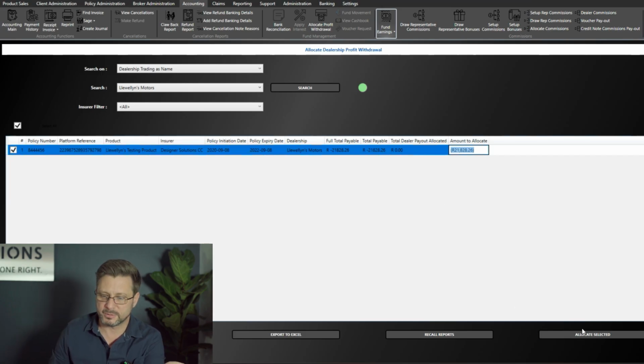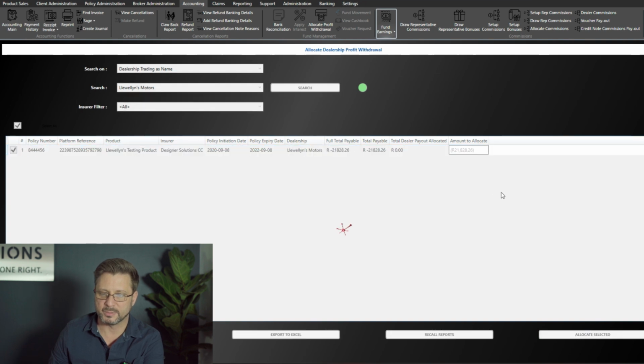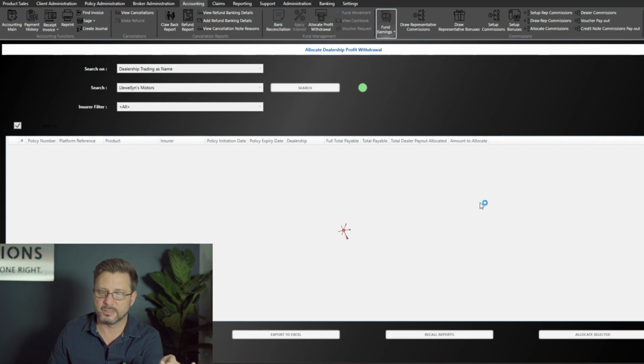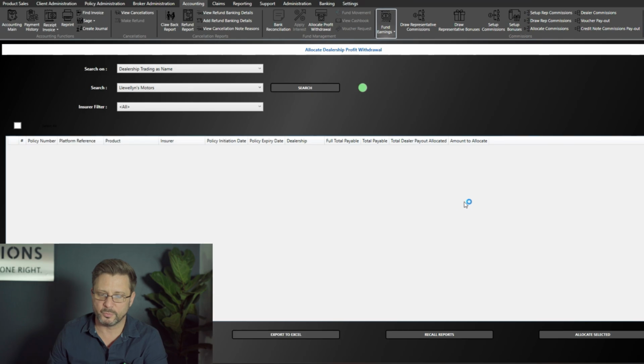Now I'm going to process this one so you can at least see what happens here. We automatically fill in the amount to allocate so that you can see what's going on. Allocation successful, and off we go. This will now create a report to say that you've allocated these profits. You can then present this report either to the dealership, or internally so you can do your internal split.